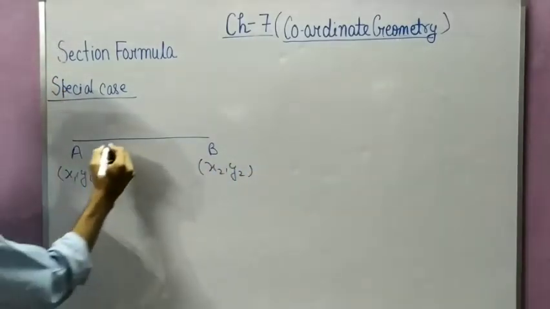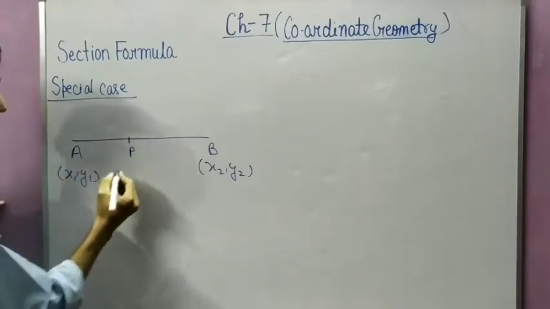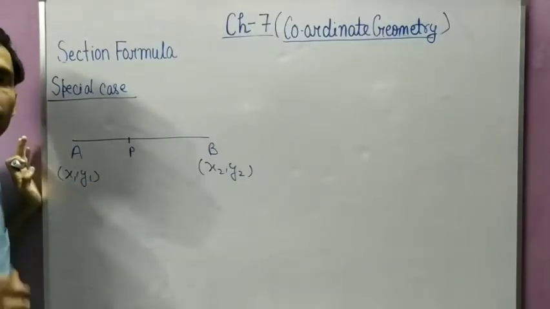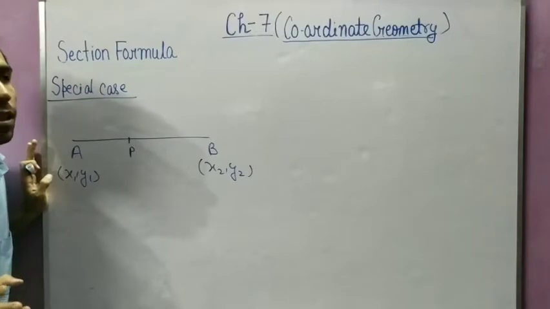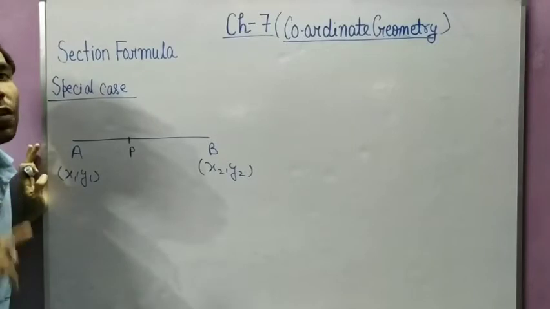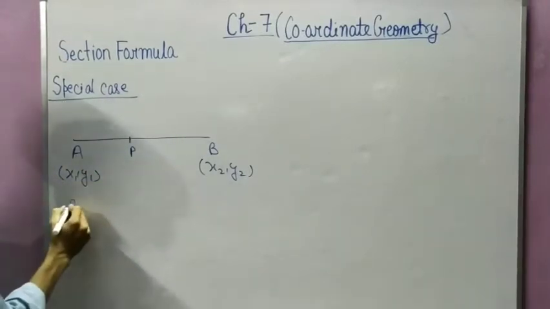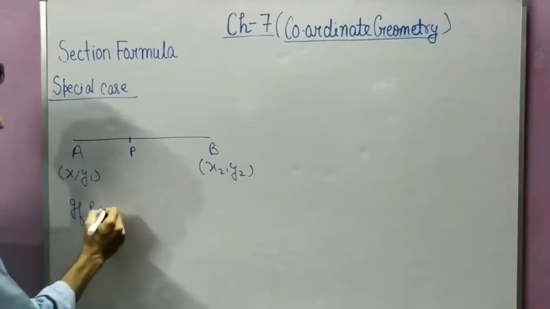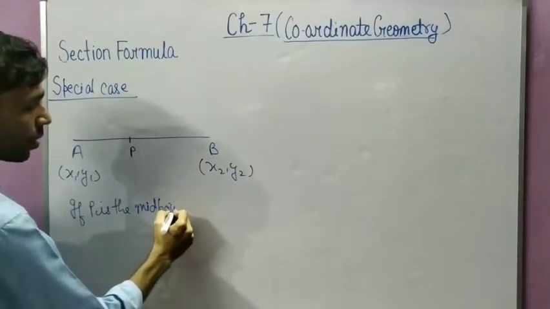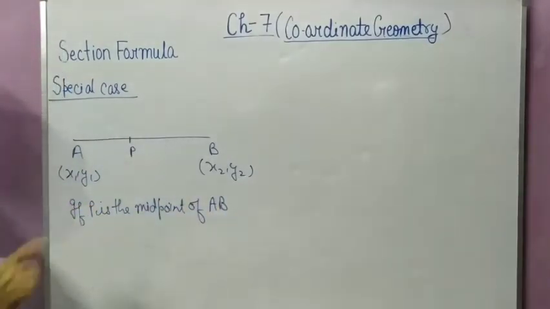And there is a point P. Suppose P is the midpoint of AB. What is a midpoint, student? Midpoint is that point which divides a particular thing into two equal parts. So suppose P is the midpoint of AB.